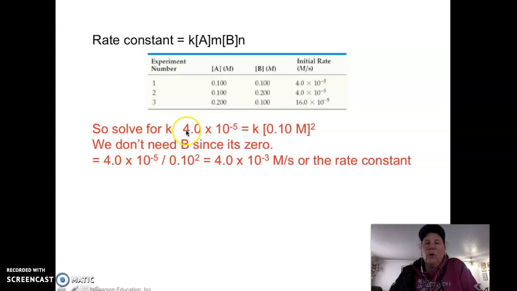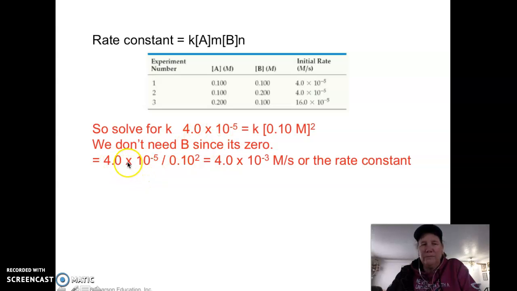Okay, so to solve for K, I'm going to take my rate, which is 4.0 times 10 to the 5th, and then I'm going to take my concentration of A, and I don't have to do B, because if it's 0, anything to the 0 power is just 1. So anytime you have one of these concentrations that are 0, you don't have to include them. It's like, thanks, that makes it easier. So really all you do is you take the rate and you divide by the concentrations.